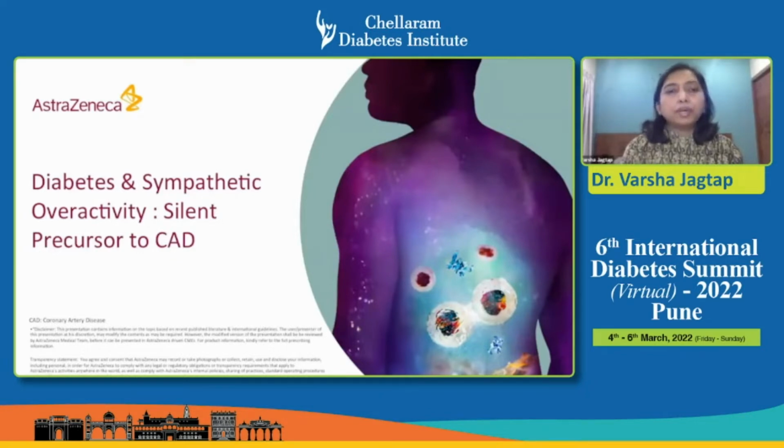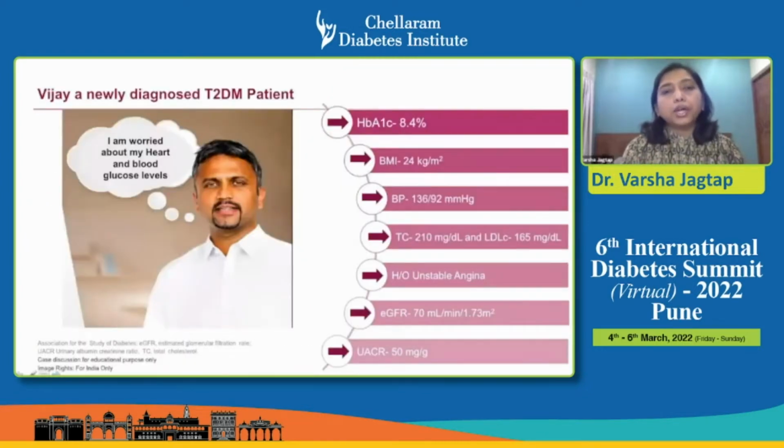So today I'm going to be speaking to you all about diabetes and sympathetic overactivity and how it can be a precursor, a silent precursor to coronary artery disease. We all talk about cardiovascular events and how we can actually prevent those events in type 2 diabetes. But I think we rarely talk about this sympathetic overdrive that is seen in these patients of type 2 diabetes. So let me start by sharing this particular case capsule with you.